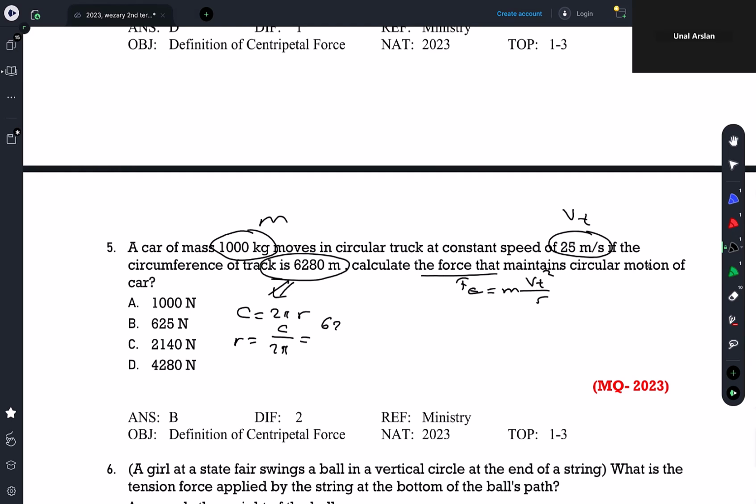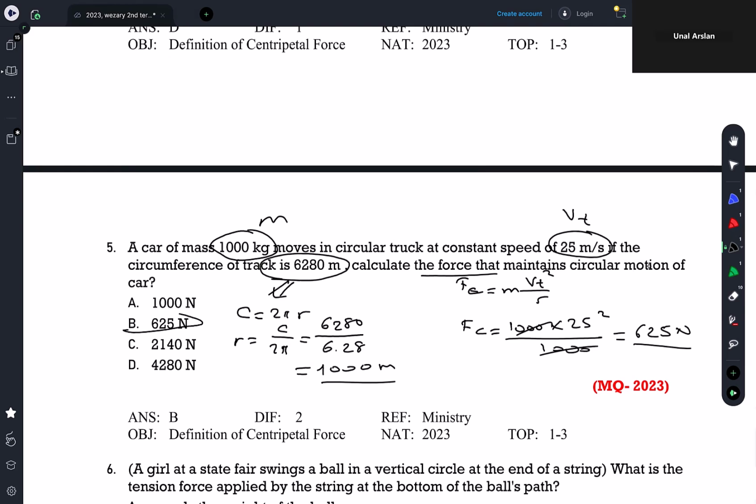Circumference 6280 divided by 6.28. This is going to be 1,000, not 100. 1,000 meters. 6,280 divided by 6.28 is 1,000. This is radius. In this equation, m is 1,000, Vt is 25 squared, radius is 1,000. These thousands will simplify. Square of 25 is 625. Newton is the correct choice. It is B.